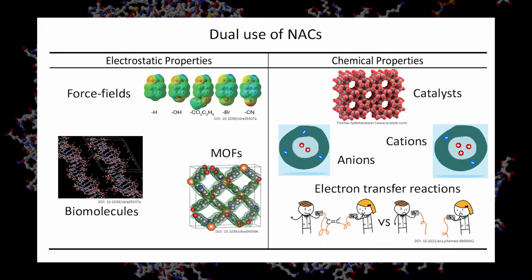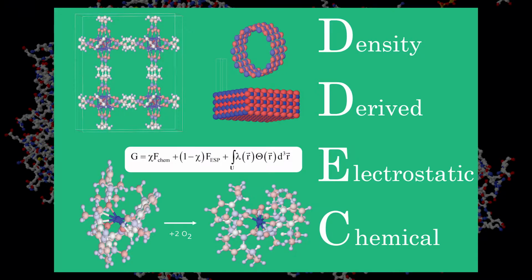Historically, NACs only often represent one or the other property. Now, a method is introduced to use a same set of NACs to give accurate electrostatic and chemical properties. A density-derived electrostatic and chemical method was first introduced in a 2010 research article. Over time, there has been various generations of the DDEC method. The ones released for use were the DDEC-1 through DDEC-6.